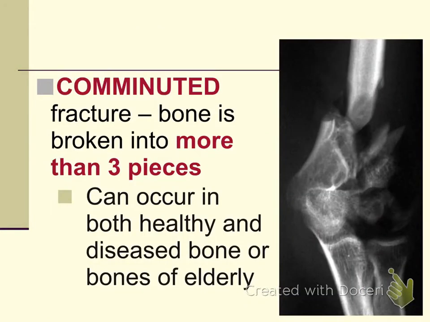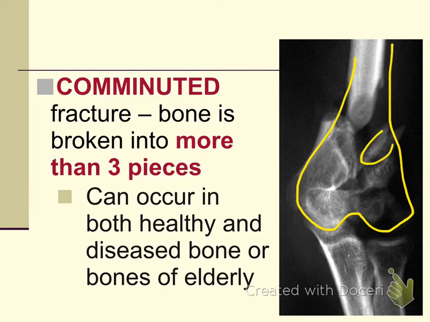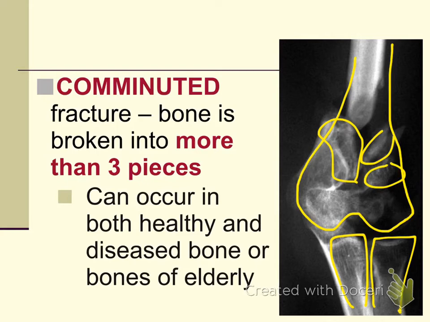The most common types of fracture are the only ones we're going to discuss. The first one being the comminuted fracture. It refers to a fracture where there are more than 3 pieces of bone, and it can occur in healthy or diseased bone, and definitely in bones in the elderly. What you are looking at is the broken bone in the humerus. You can see multiple pieces of bone here, and then what you are looking at here is the ulna and then the radius. So obviously this is a fracture of the humerus around the elbow region.